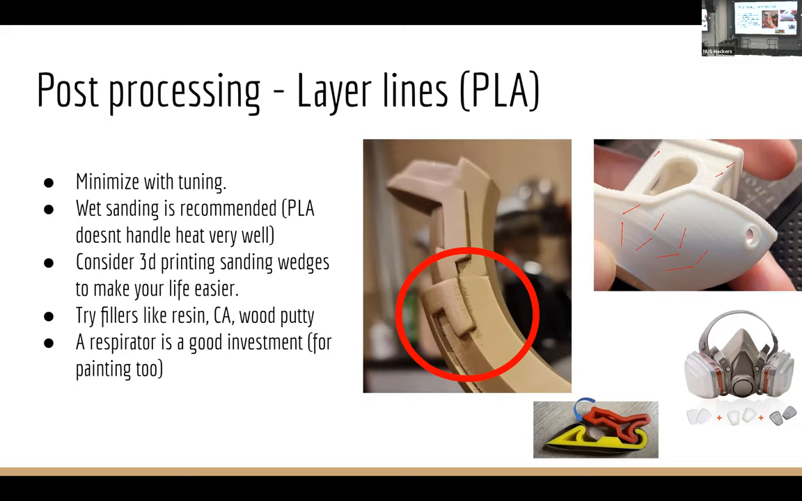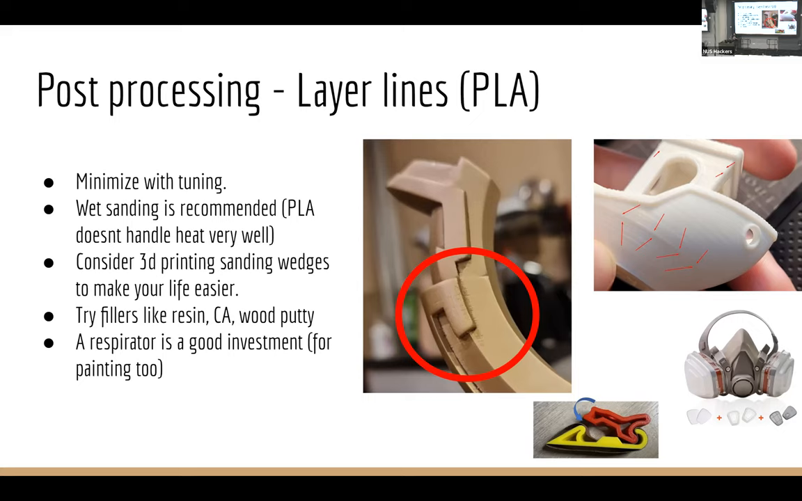These problems can be minimized to an extent by your slicing settings. Your printer can be set to print smaller layers. If you tune your printer correctly, it won't wobble as much, so the differences in layer height won't be as pronounced. You can also use different ways to make your life easier. You can try to skip some steps.